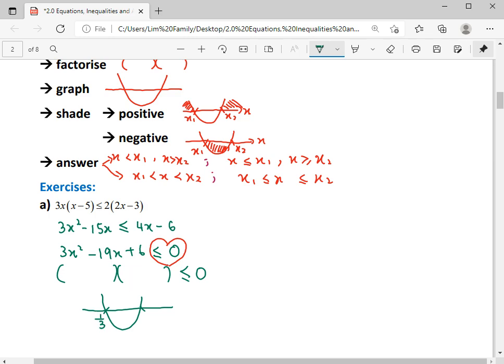So x is 1 over 3 at the left hand side, 6 at the right hand side. So therefore our factorization will be 3x minus 1. This one will be x equals to 6, so it means x minus 6.